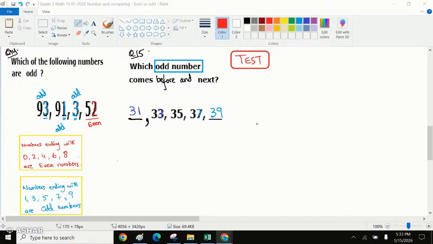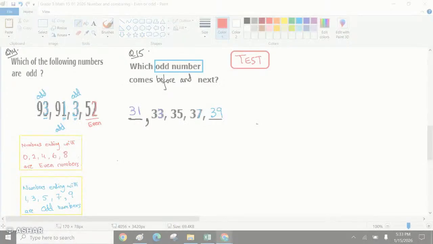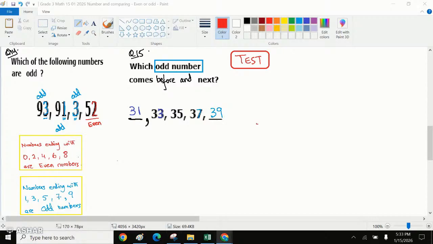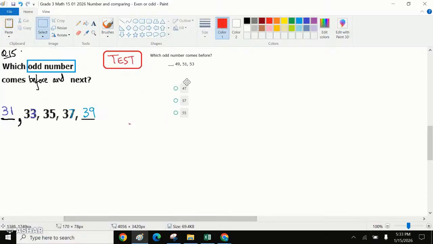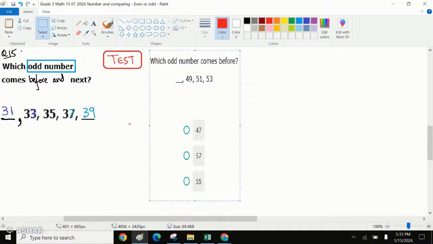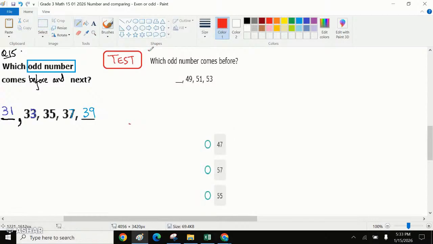I'll copy down the first question and we'll see whether it's option A or option B. In question number 1, which odd number comes before 49? And these three options are given to us. This is question number 1 from the test. So what is the answer?